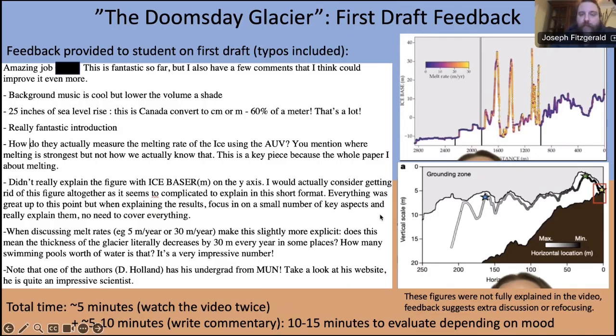Something else I mentioned, which the student could not have been aware of, is that one of the authors on the study, David Holland, actually has some of his education from MUN. I thought that was pretty cool because this is a big international study, and it would be interesting to highlight that we produce great people from this institution that go on and do exciting work.